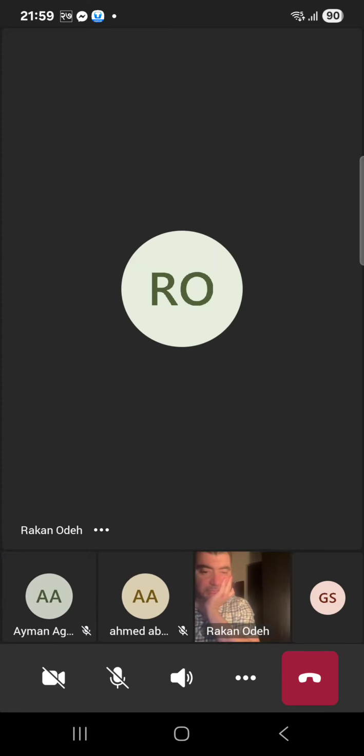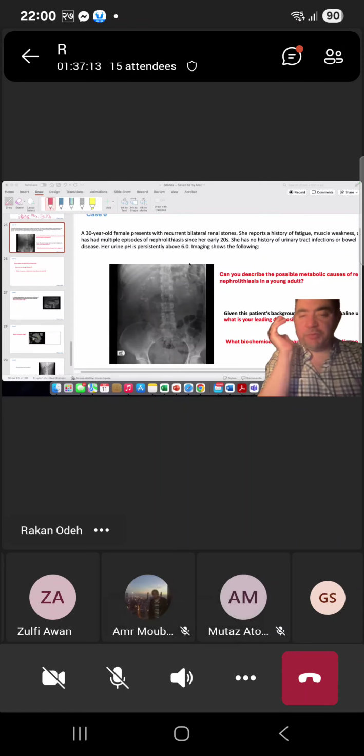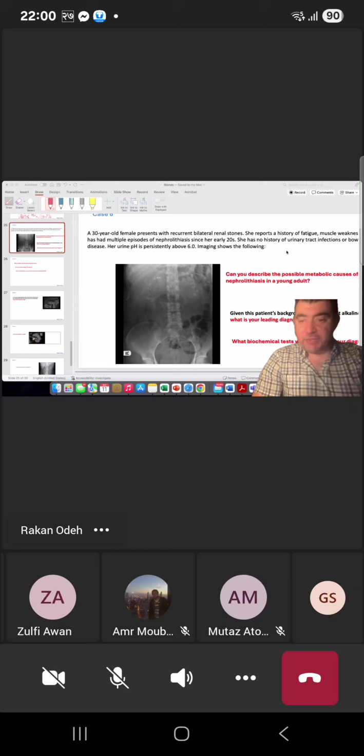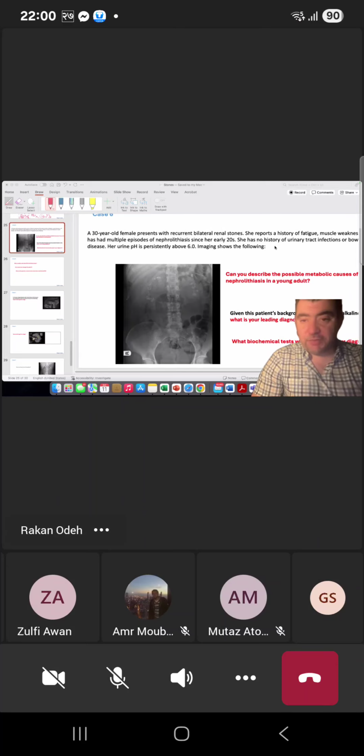Ghassan. Okay, you have a 30-year-old female presenting with recurrent bilateral renal stones. She reports a history of fatigue, muscle weakness, and has had multiple episodes of nephrolithiasis since her early 20s. She has no history of UTI or bowel diseases. Her urine pH is persistently above 6. Imaging shows the following. Take me through the imaging.